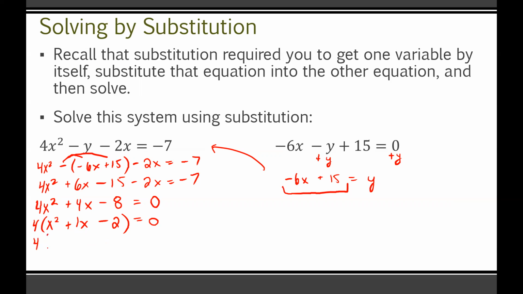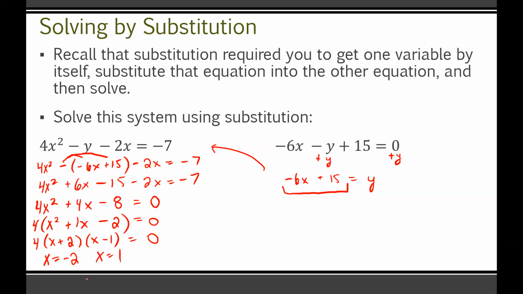So we have 4 times x plus 2 times x minus 1 equals 0. And then the two values of x that would make this true. In other words, the values of x that would make this whole side equal to 0 would be x equals negative 2, because that would make this factor become 0, and that makes the whole thing equal to 0. Or it would be x equals positive 1, which would make this factor equal to 0. So there we are. There's our two solutions.